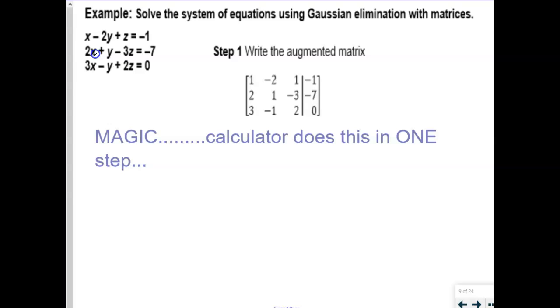Hopefully this week I have some time to show you a TED Talk on a woman who will give you guys some concrete examples of how matrices are used, because they are very, very amazing. All right, here's what's going to happen. Our calculator is going to do some magic for you.